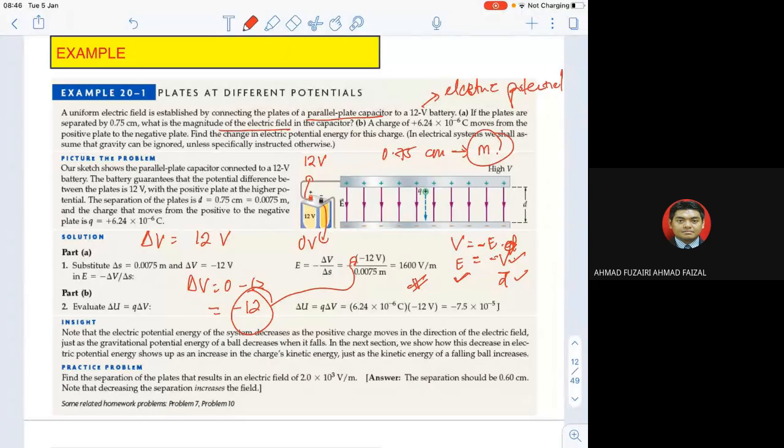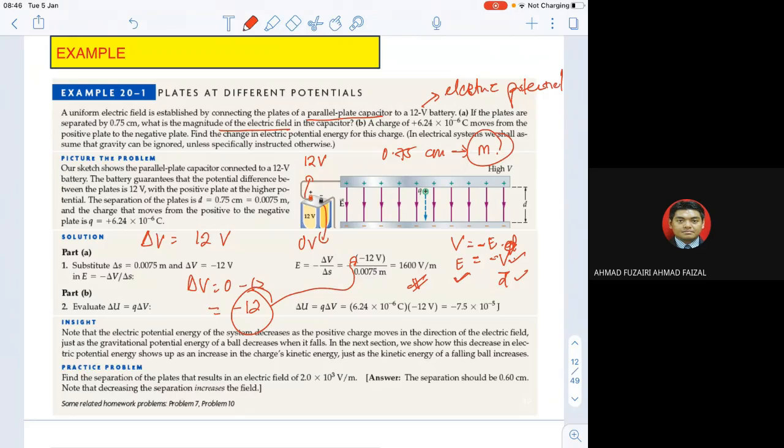Right, on part B, a charge of positive 6.24 times 10 to the power of negative 6 coulomb moves from the positive plate to the negative plate. Again, moving from the positive plate to the negative plate. Find the change in the electric potential energy for this charge.